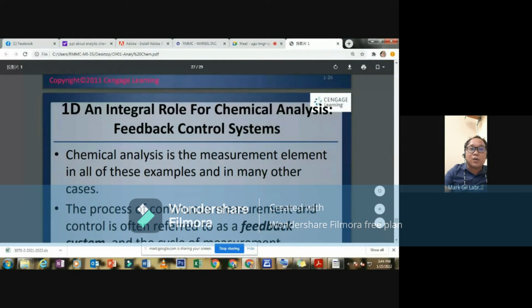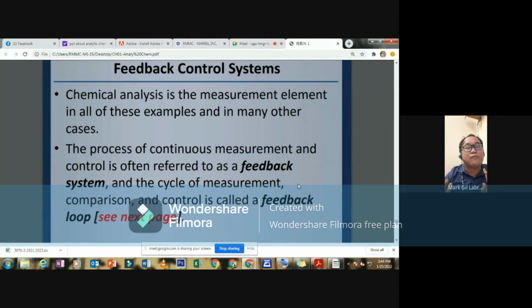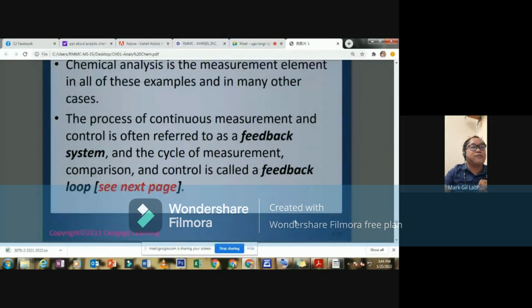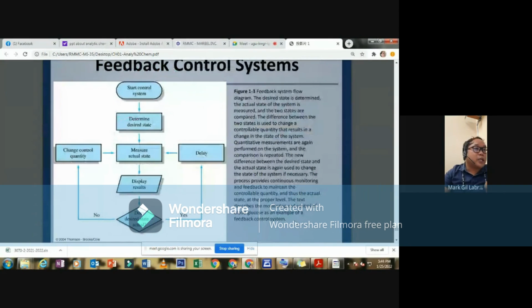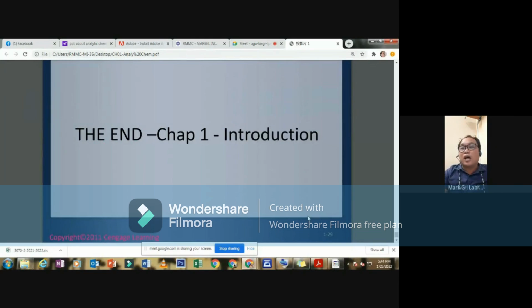Okay. Also, in doing some chemical analysis, meron talaga tayong mga feedback control system. Meaning, this is the measurement element in all of these examples and in many other cases. So this process of continuous measurement and control is often referred to as the feedback system. Meaning the cycle of measurement, comparison, and control is called the feedback loop. Okay, ayan siya. Feedback control system. Maybe, yan siya, application lang.